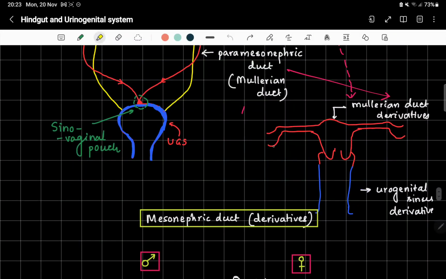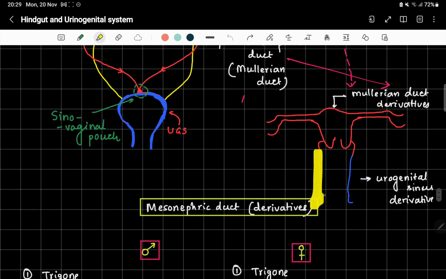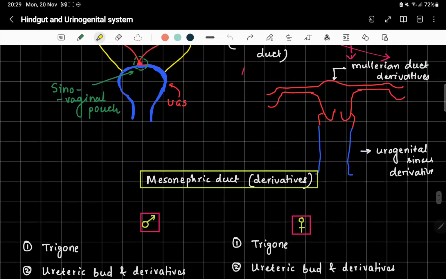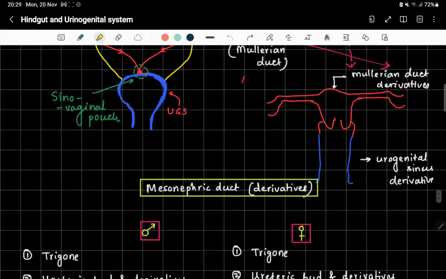This Mullerian duct will give rise to this part of the fallopian tube, the fundus of the uterus, and all these parts of the fallopian tube and the infundibular part. From the urogenital sinus, this vaginal part is developed. So this is the embryology.